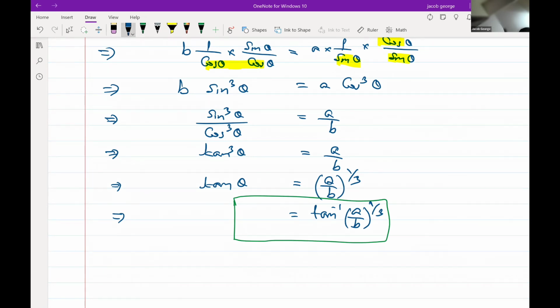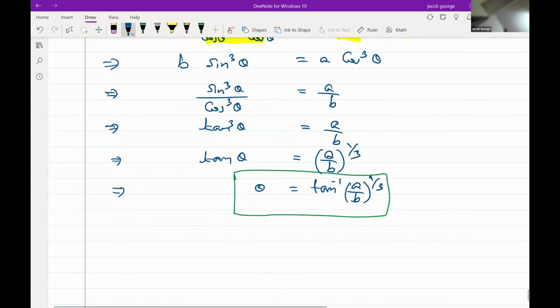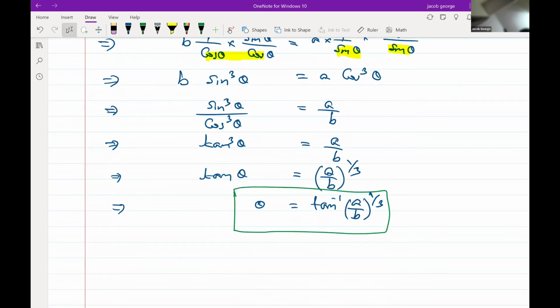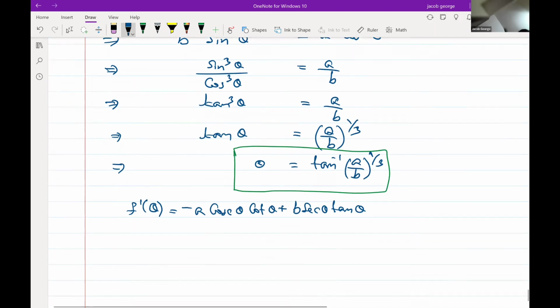After this, we will find out the second derivative and prove that the second derivative is positive for this question. Then only we can write it is minimum. Okay, first derivative is done and equated to 0. Now I will proceed with the second derivative. f dash theta is minus A cosec theta cot theta plus B sec theta tan theta. This is f dash theta.